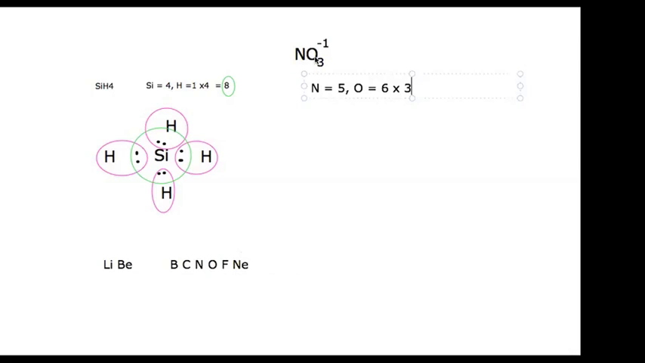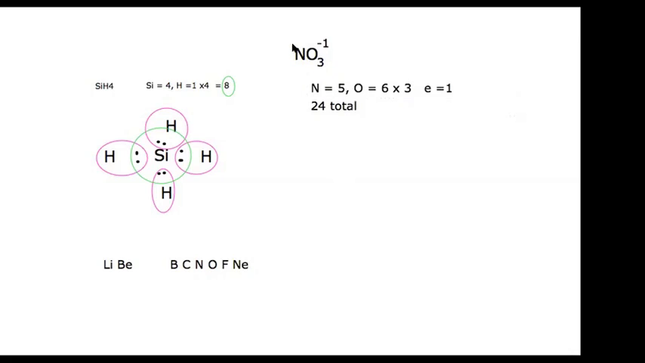times in the formula. And then we have this negative charge. So remember that negative charge is coming from an extra electron that's being added. So I'm just going to put a lowercase e for electron. There's 1 extra electron. And so what that means is that we've got 6 times 3 is 18, plus 5 is 23, plus 1 is 24. We have 24 total electrons.